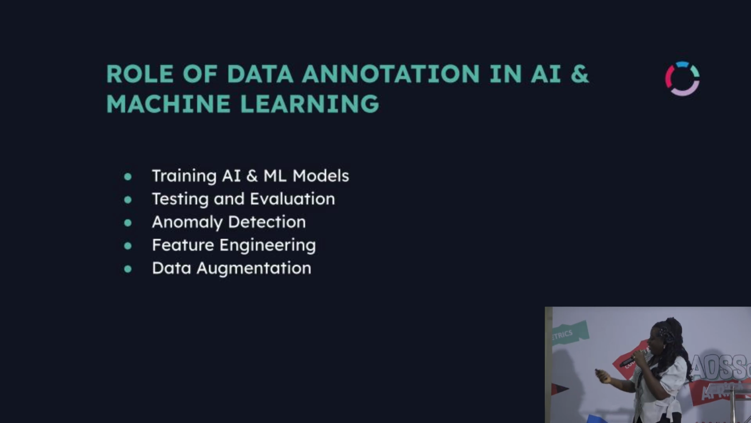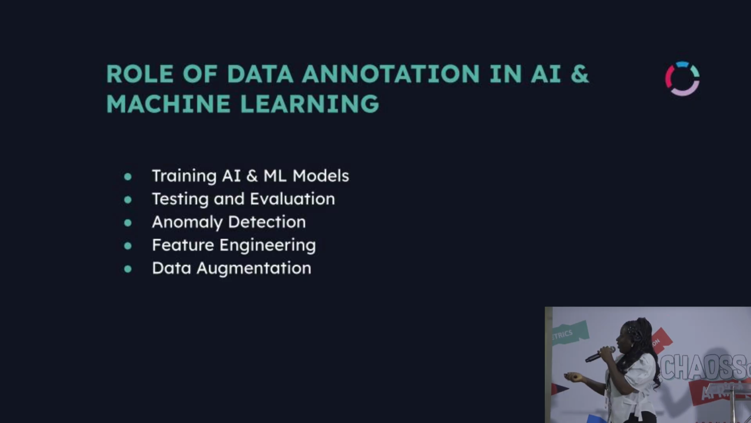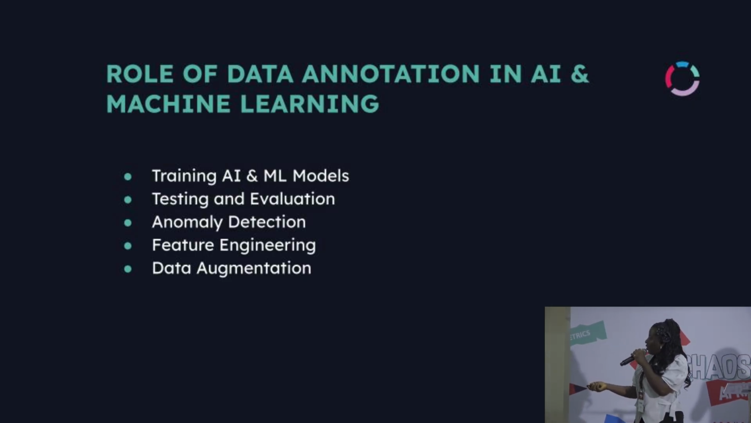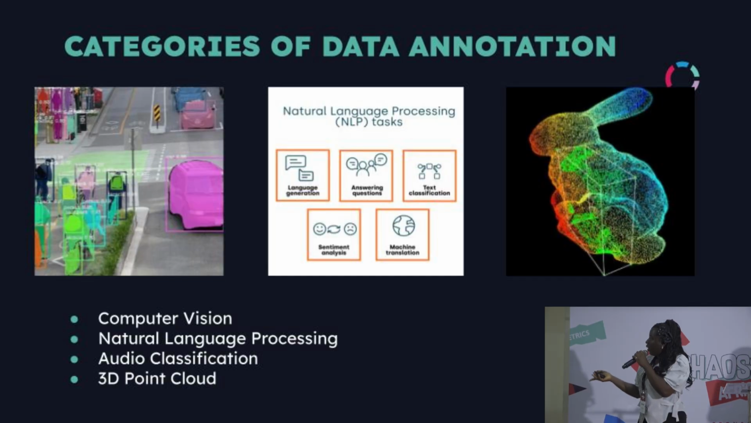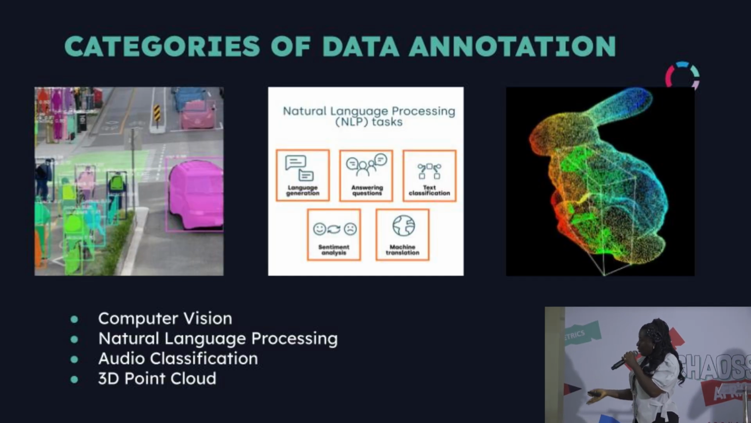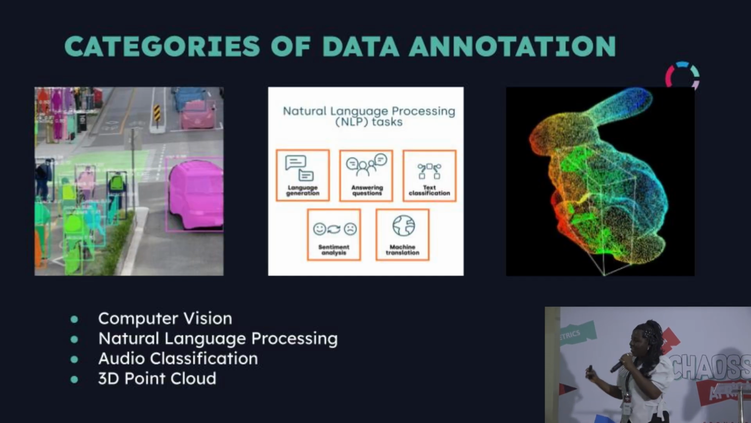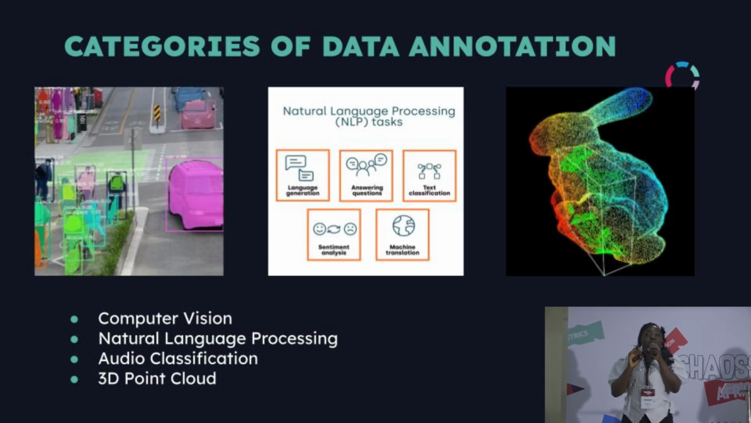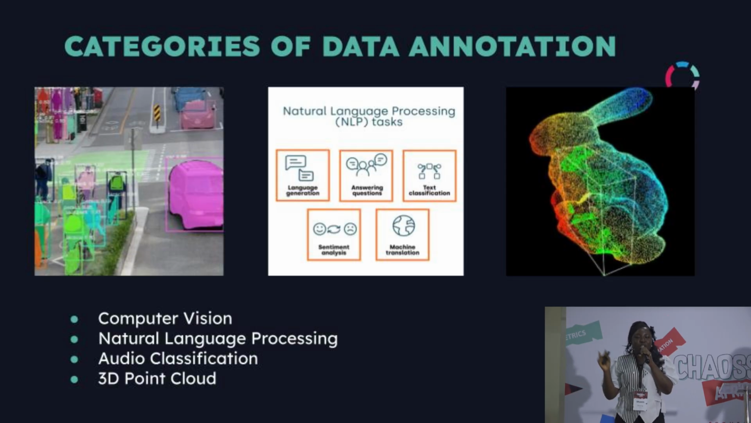Do you understand? Okay, so then another aspect, okay, we've treated data augmentation. Now the categories of data annotation, this is the part I love. We have computer vision. Computer vision solely is images and videos. You can't find text in computer vision.